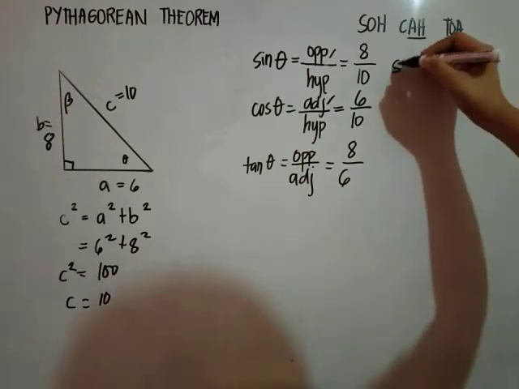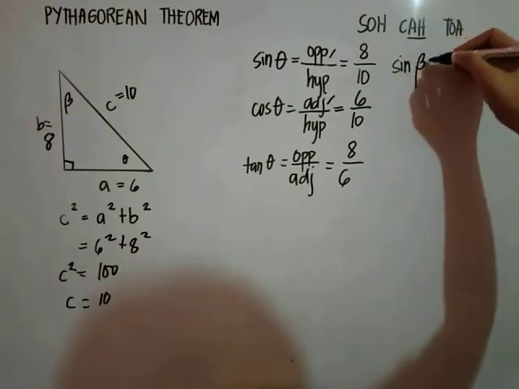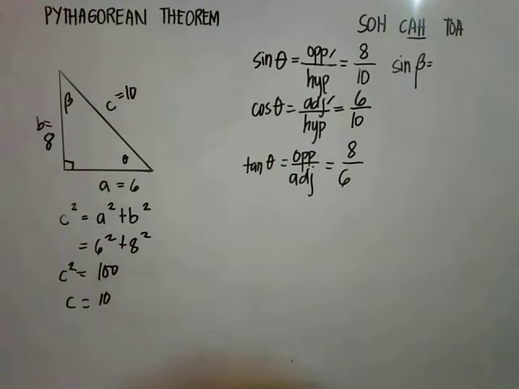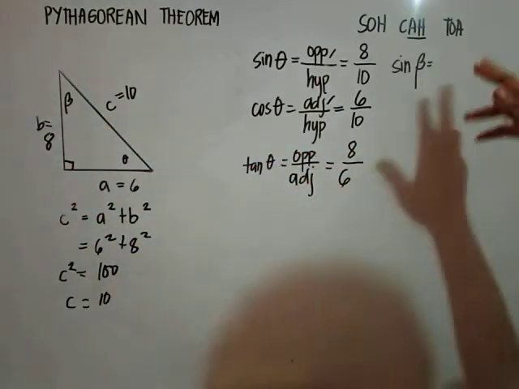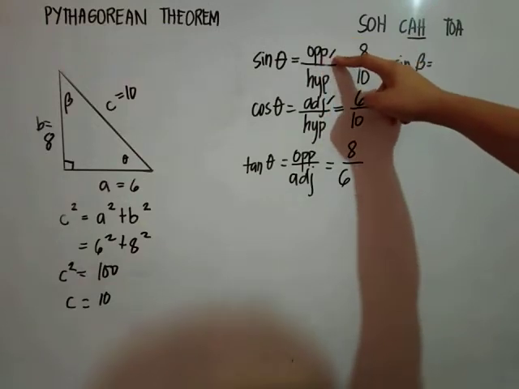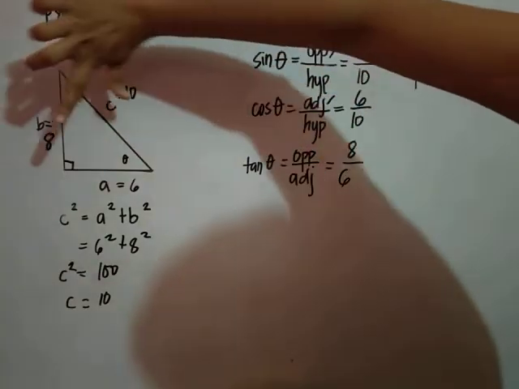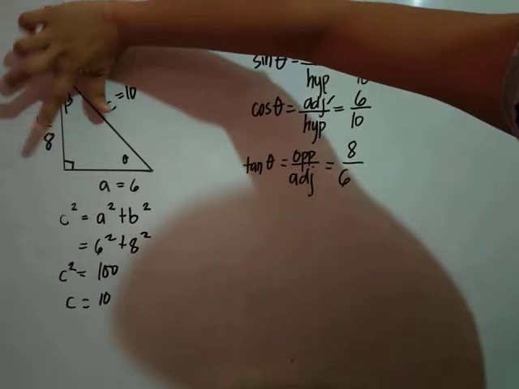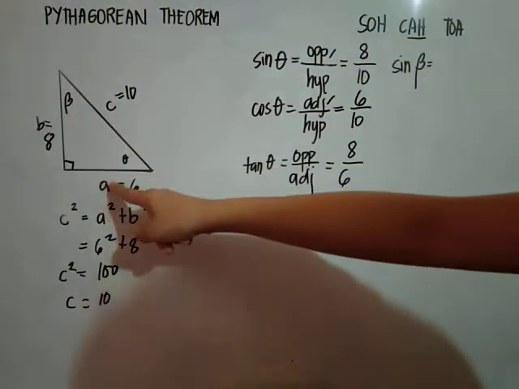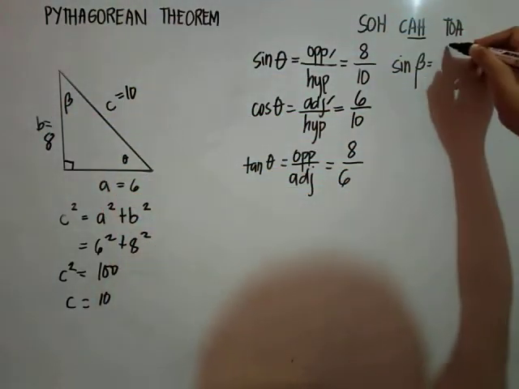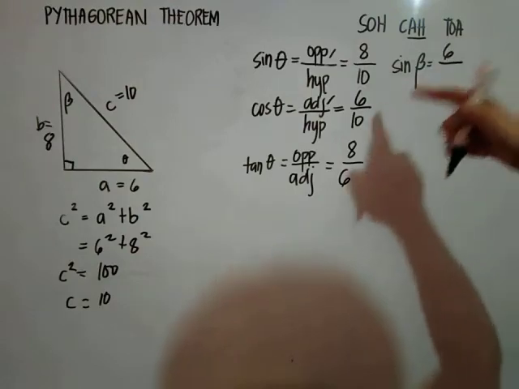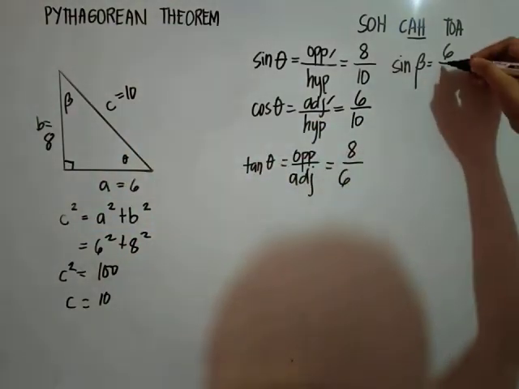So, paano naman kaya kung ang reference angle natin ay si beta naman? So, ngayon, ano na yung value ng opposite side natin? So, titingnan mo ulit yung reference angle natin, which is beta. So, ano yung opposite side niya? Si 6. So, sine beta is 6 over, yung hypotenuse is 10.